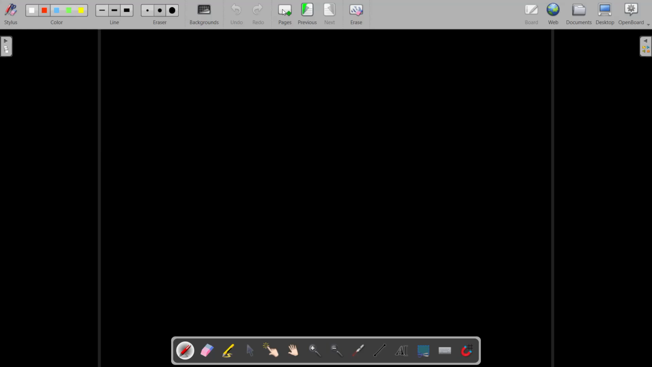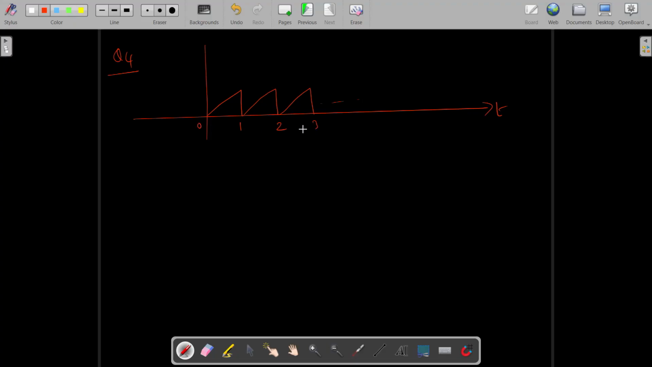So let us take the next question on the average value. Question number 4. For the given signal x of t, we need to find the average value. The signal is this. This is the signal which repeats like this, and this is 0, this is 1, 2, 3, and so on. The peak amplitude is given as 2. This is x of t, right? So we need to find the average value for this x of t.